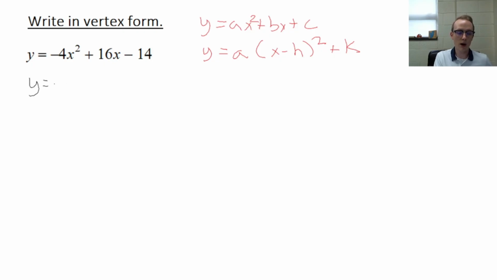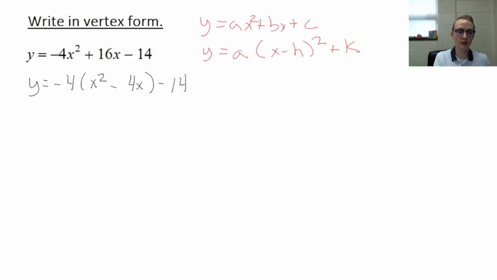So if we do that, we have y equals negative 4, and then we get just x squared, which is great. If we factor a negative 4 out of this 16x, we have minus 4x, and we still have the minus 14 here on the end. So now that we've done that, we're able to complete the square inside the parentheses here.